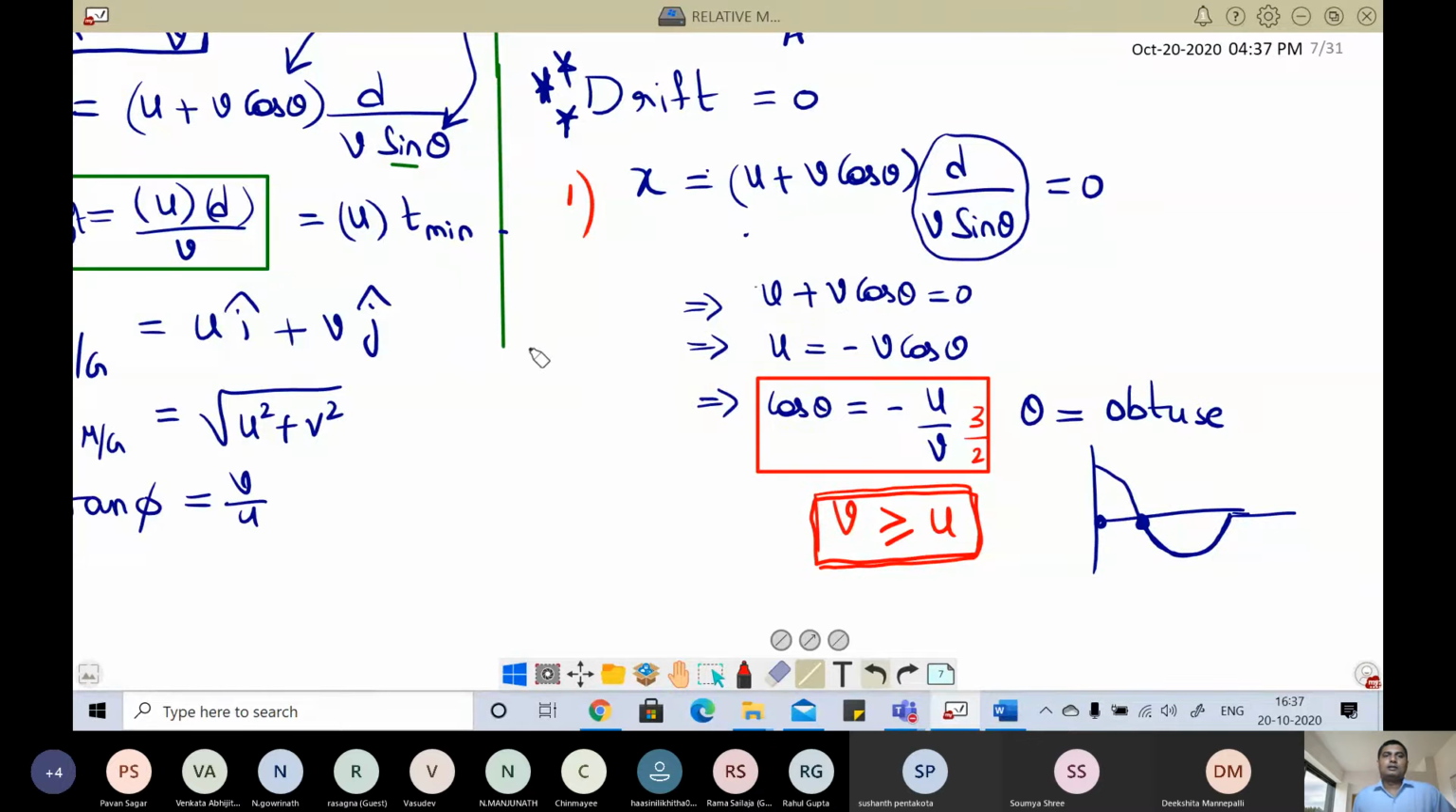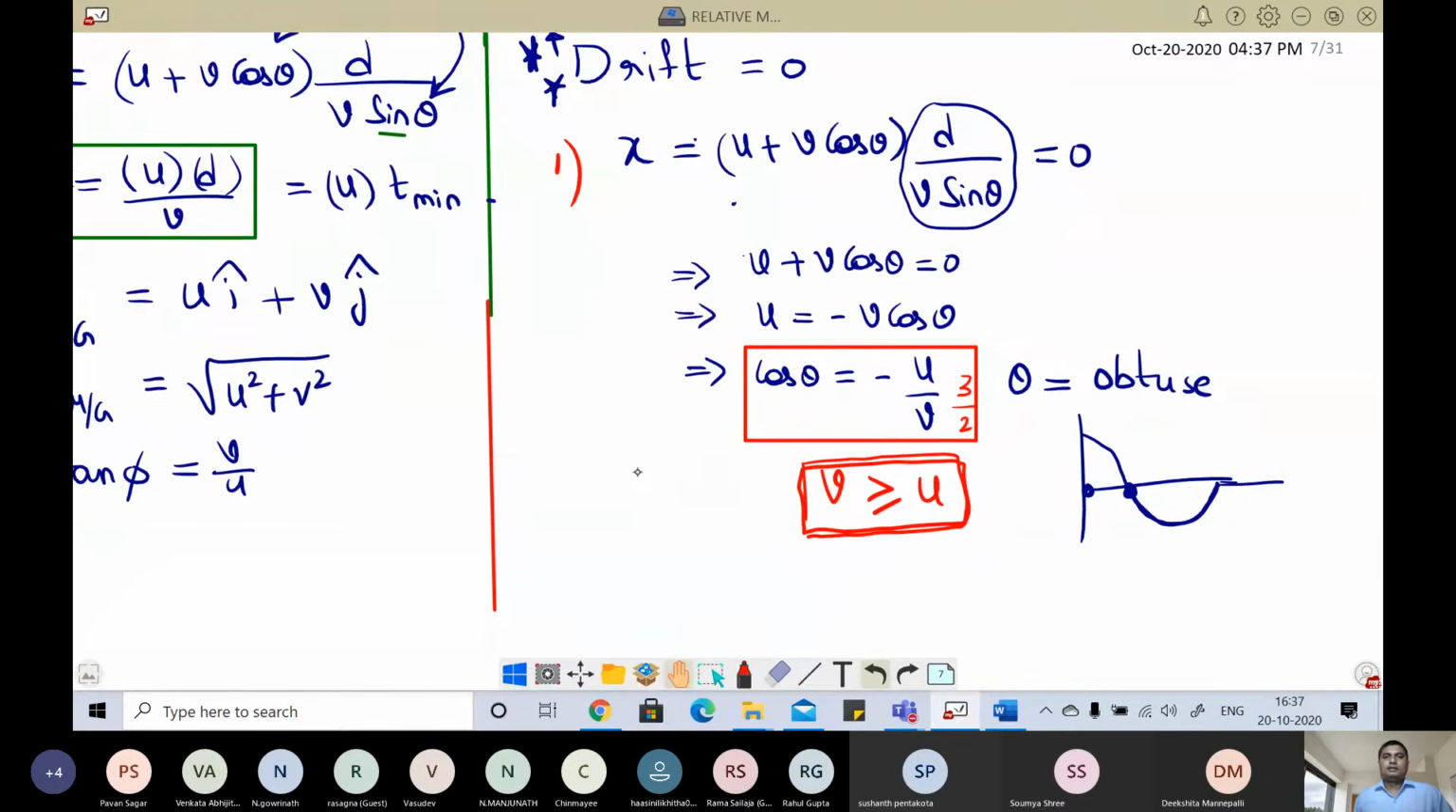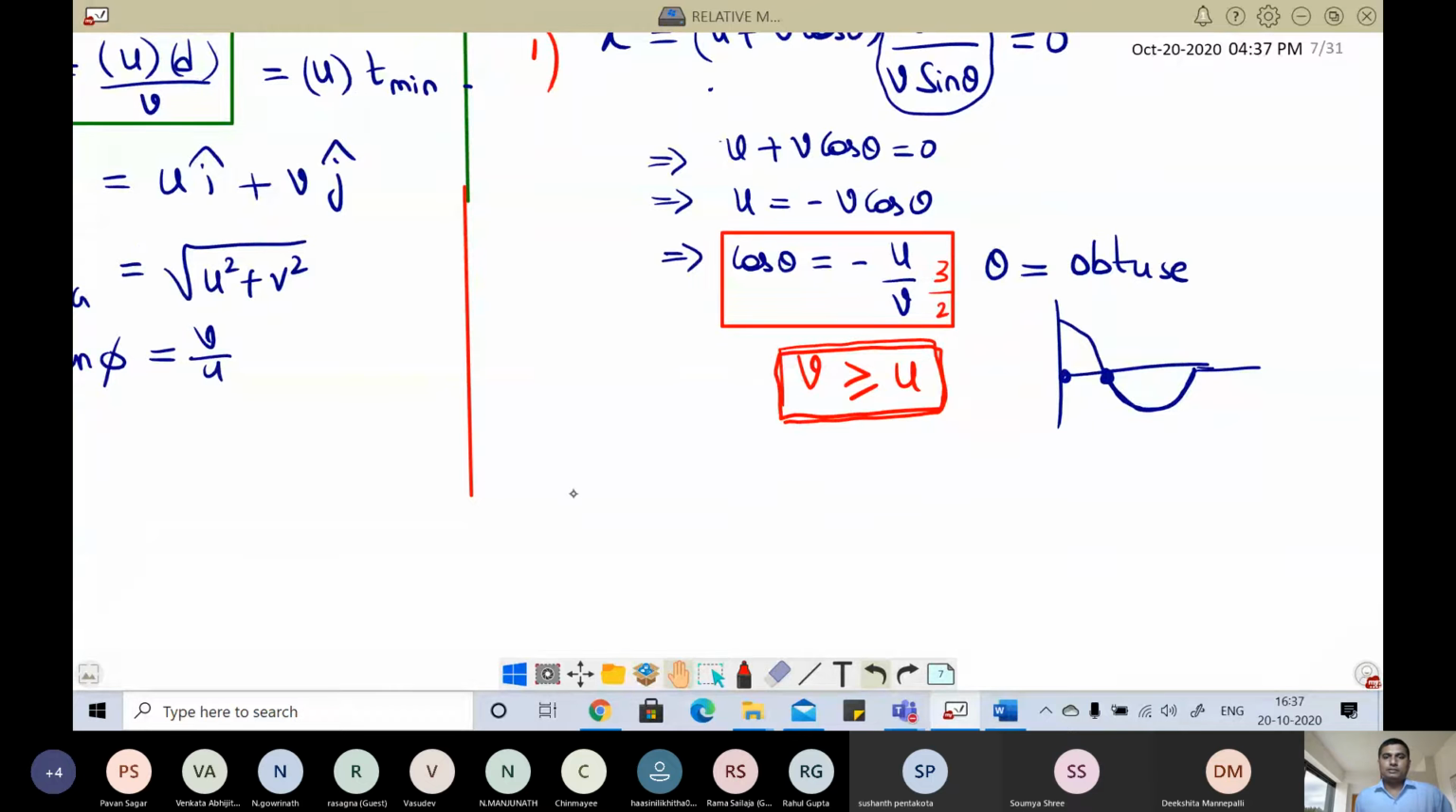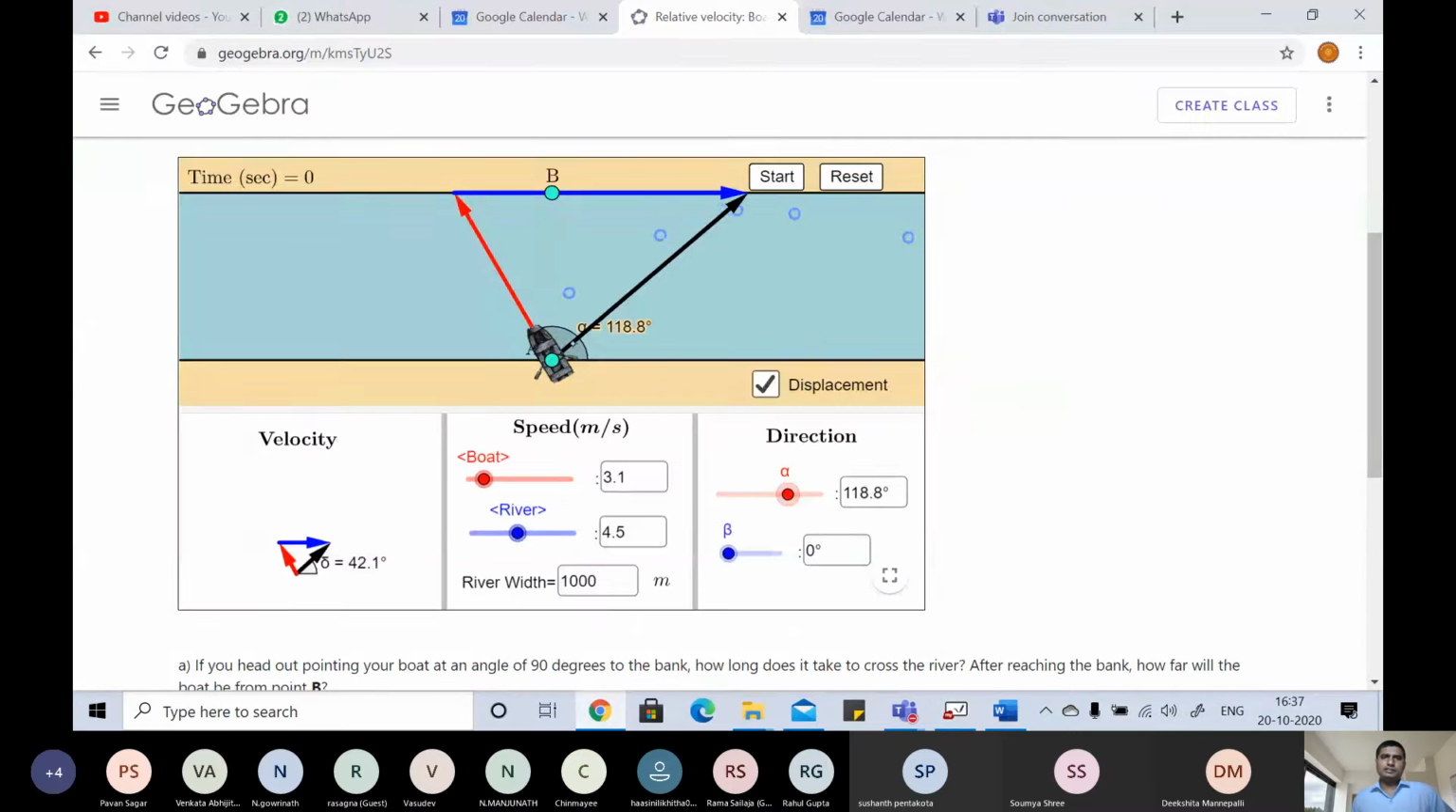We'll see how to calculate the second point here. The drift is 0. Now the second point is the time taken. You have definitely reached point B. When the man's velocity is more, you definitely reach point B, because you made your effort in this direction at some angle where theta is obtuse. Now what is the time taken here? How much time have you taken? That is what we have to find out.